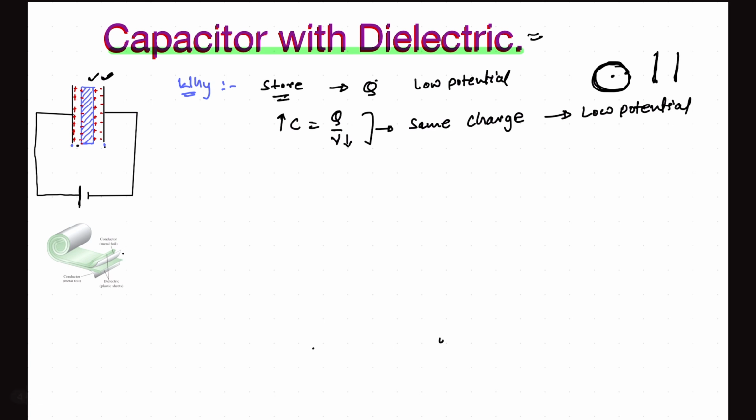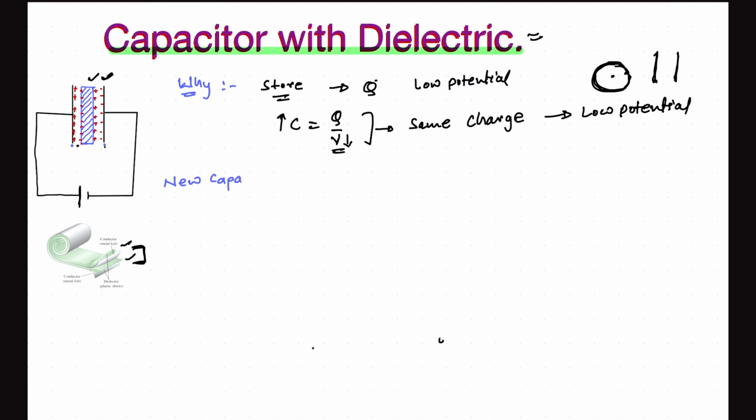So this is the dielectric plate, and these are the two parallel plates of this parallel plate capacitor. If you insert it, it will decrease the potential, and because of that there will be an increase in the capacitance. So now, how to calculate the new capacitance? We want to find out the new capacitance.